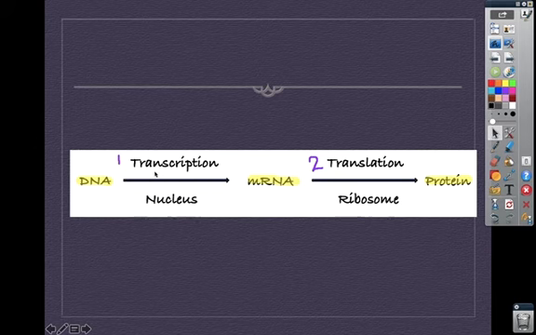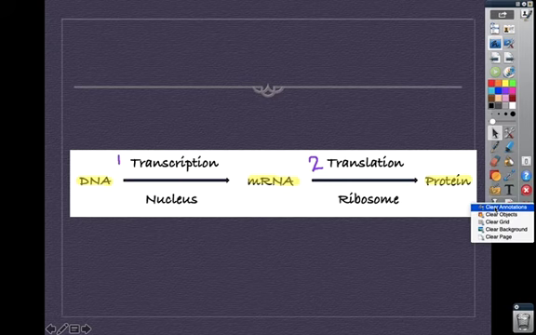How does it do that? Step one is transcription. What happens in transcription? Messenger RNA is made. Where does transcription happen? It happens in the nucleus. Okay. Step two of this process is called translation. What's made in translation? The protein. Okay. Where does translation happen? The ribosome. So again, make sure this is written down. You learn this slide really, really well.